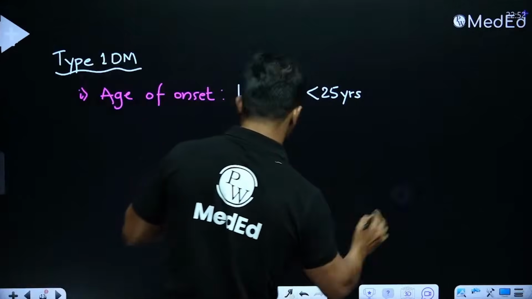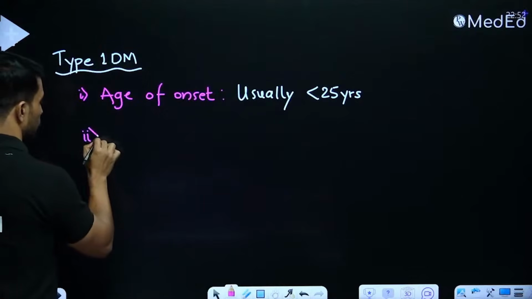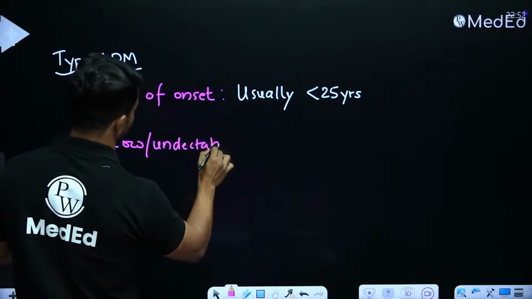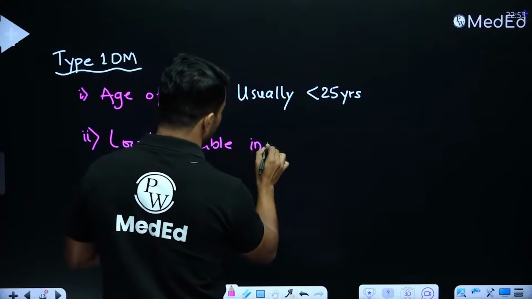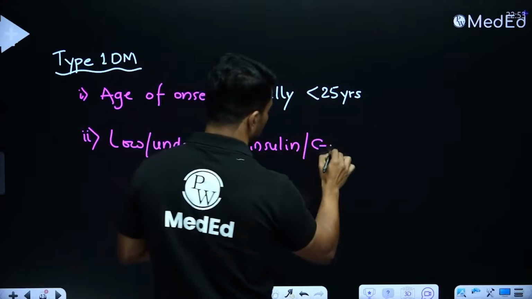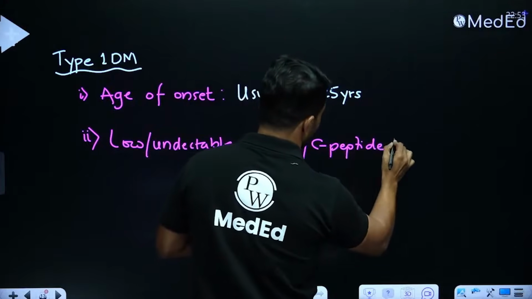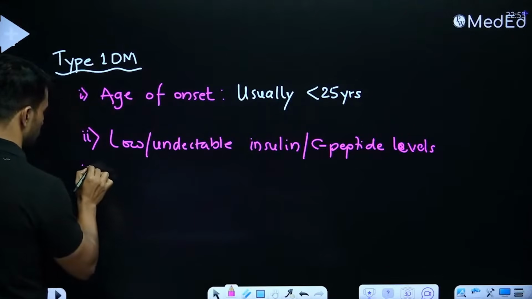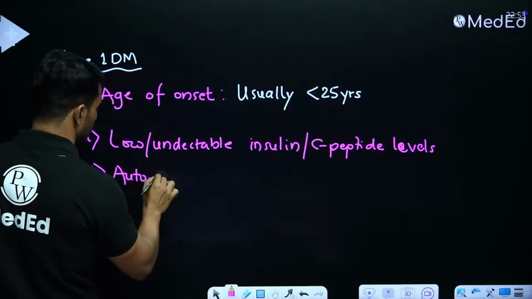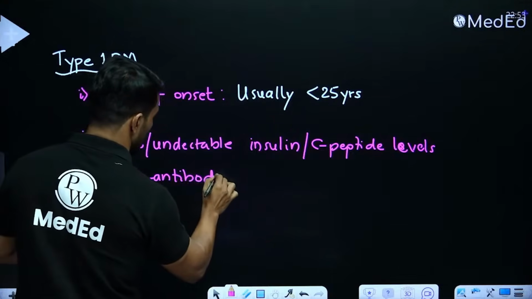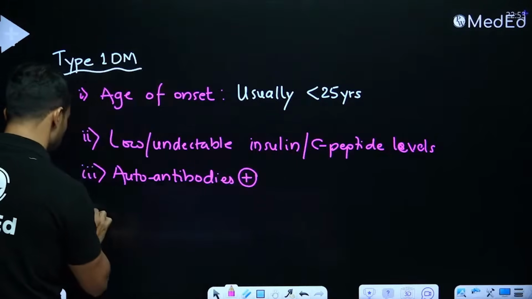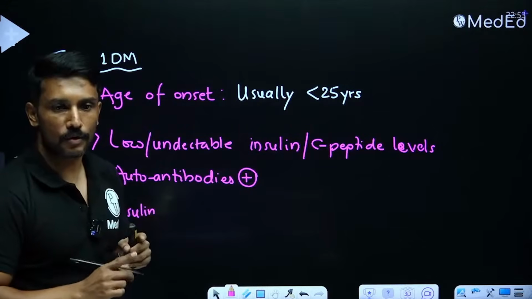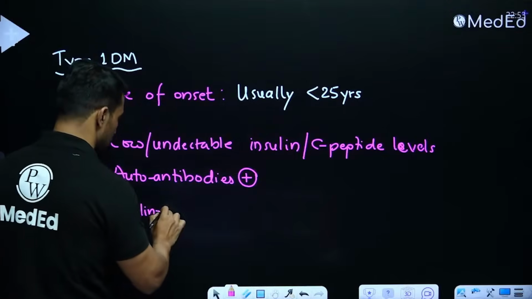Second, the patient will have low or undetectable insulin or C-peptide levels. Third, these patients will have autoantibodies most likely. Generally, they will have autoantibody positivity. And the fourth point, insulin dependence is there from day one of the diagnosis, or day one of developing the diabetes mellitus.